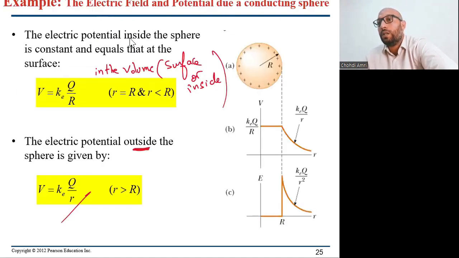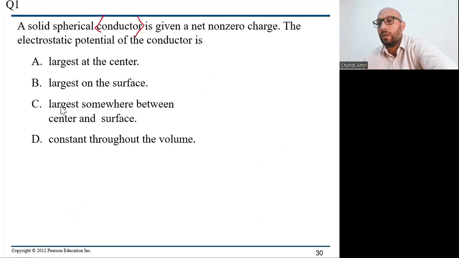In the conductor, the electric potential inside the sphere is constant and equal to that at the surface. And we said it's around the volume, whether on the surface or inside. The electric potential in this case is KQ over R squared, over R. So it's constant through the volume, equal to KQ over the radius R. This is the electric potential of a conductor inside the spherical.